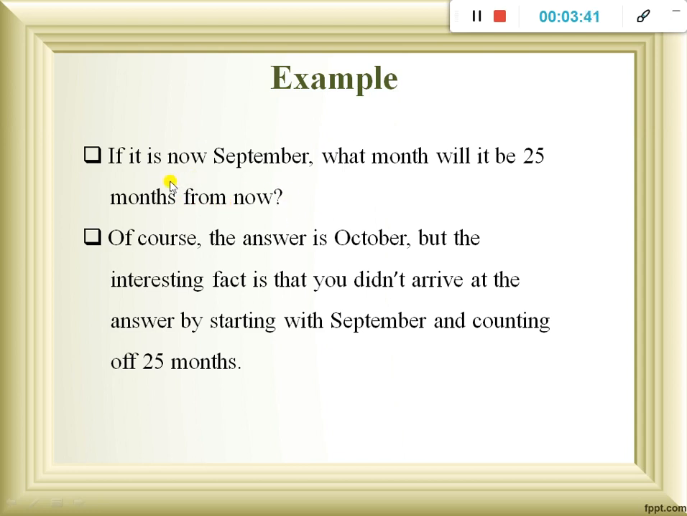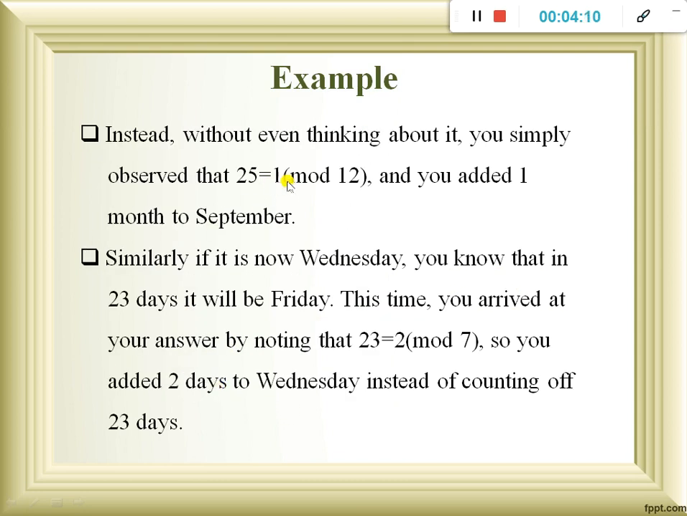Suppose I am asking this question, will you start to count: this month is September, next one is October, November, December? Are you going to count up to 25 times? Definitely not. For that, I'm going to apply congruences. The answer is October. How? The interesting fact is that you didn't arrive at the answer by starting with September and counting 25 months. Instead, without even thinking about it, we simply observe the 25.